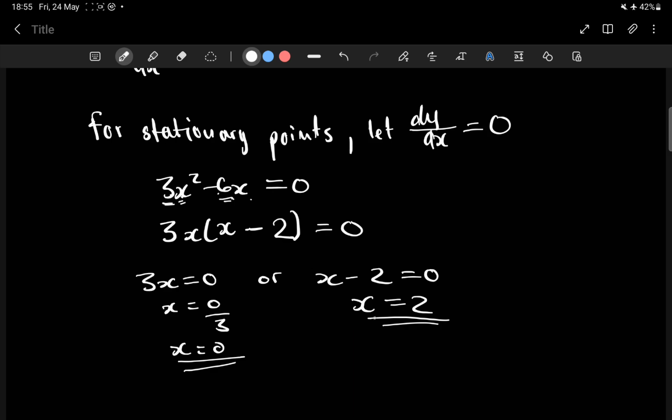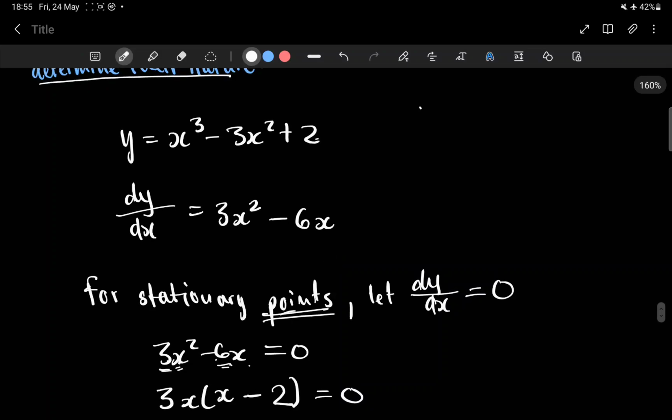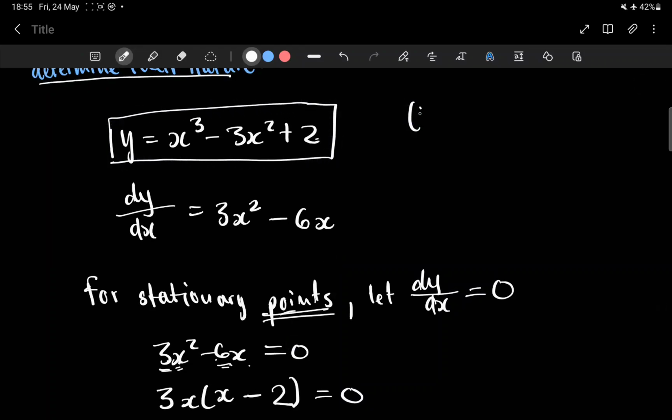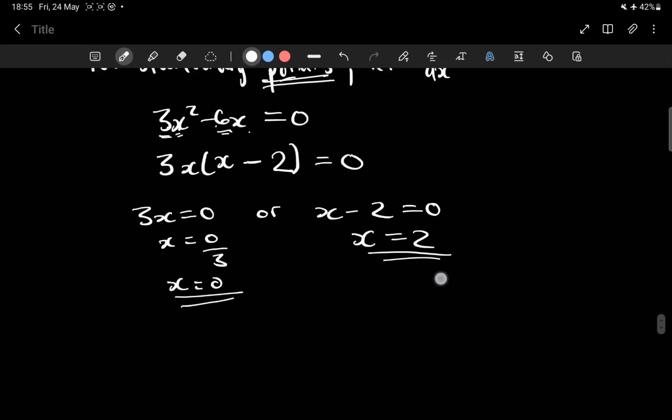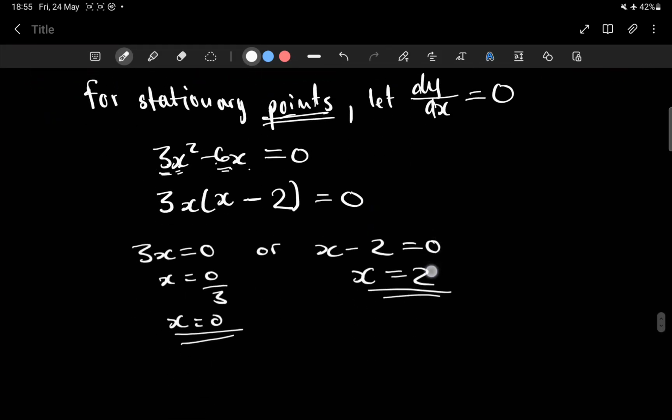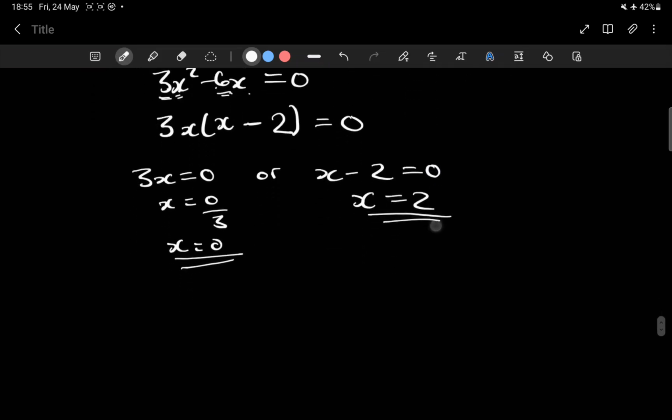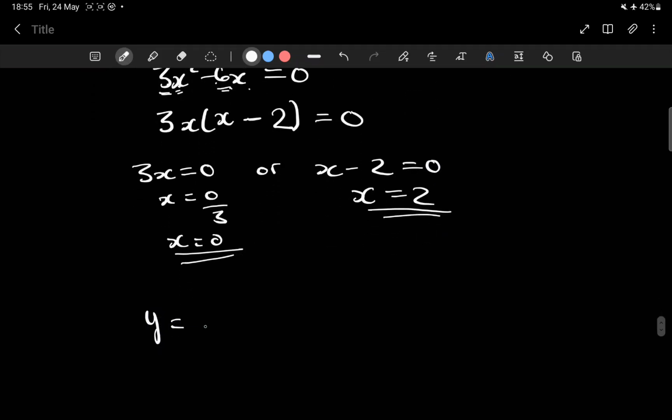Stationary points, x equal to 0 and x equal to 2. But when they say point, that means I also need the y coordinate. So I'm going to bring this again because a point is x comma y. Okay, so I need the y coordinate. Y is equal to x cubed minus 3x squared plus 2.